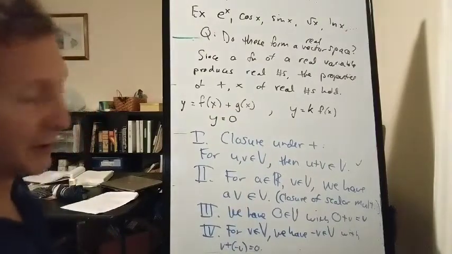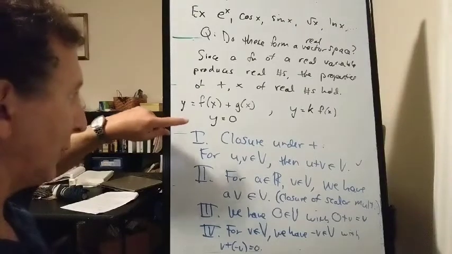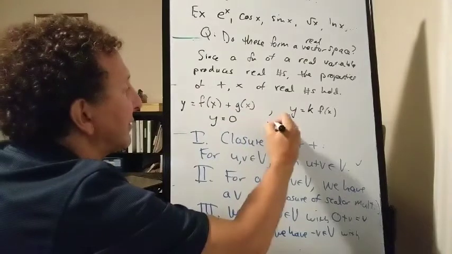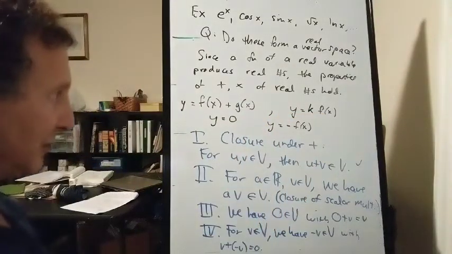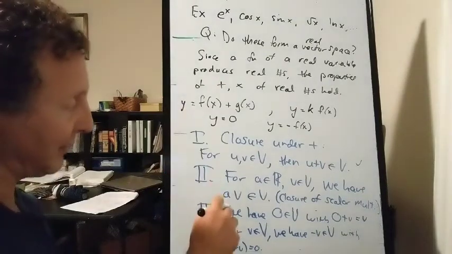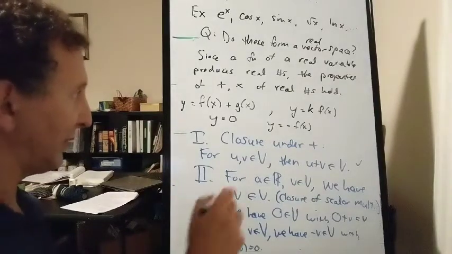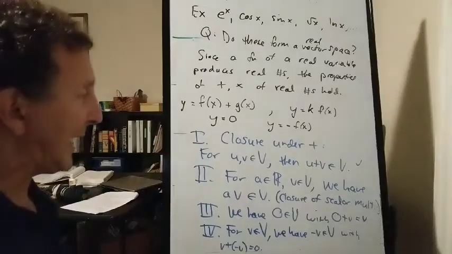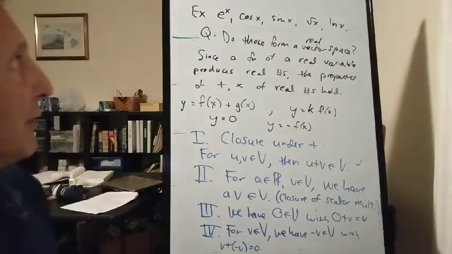y equals 0 is a function, the x-axis, just like it's a polynomial. So we have a 0 element, and if we have y equals f of x, then negative y equals negative f of x is a function too, and f of x plus negative f of x equals the 0 function. So negative f of x is going to be a perfectly good additive inverse for f of x. And so yes, the set of all functions of x does form a vector space. The end.